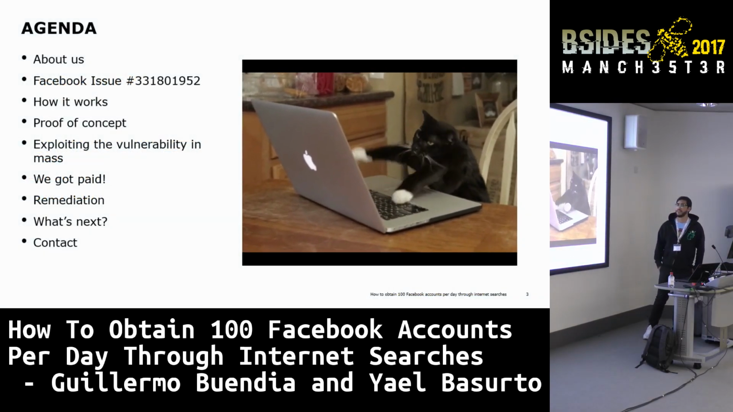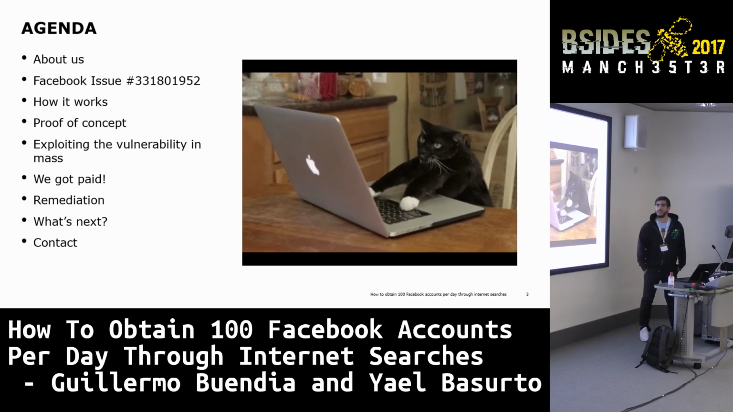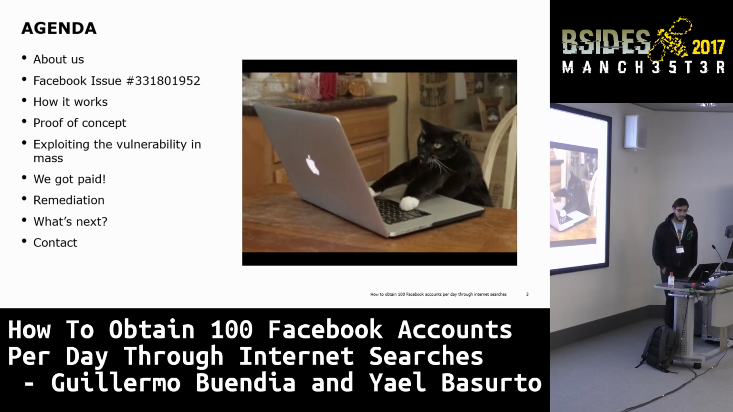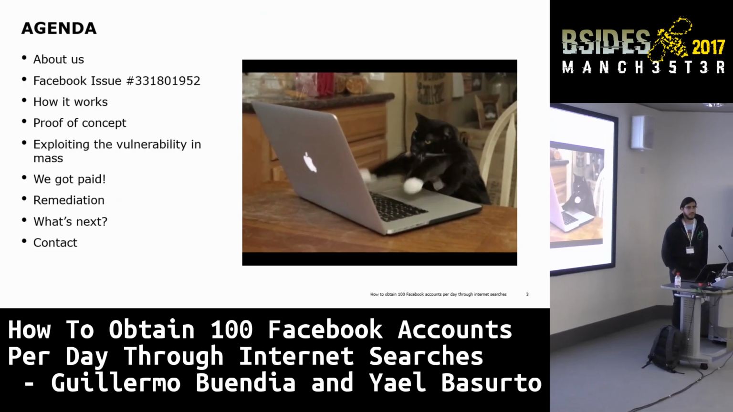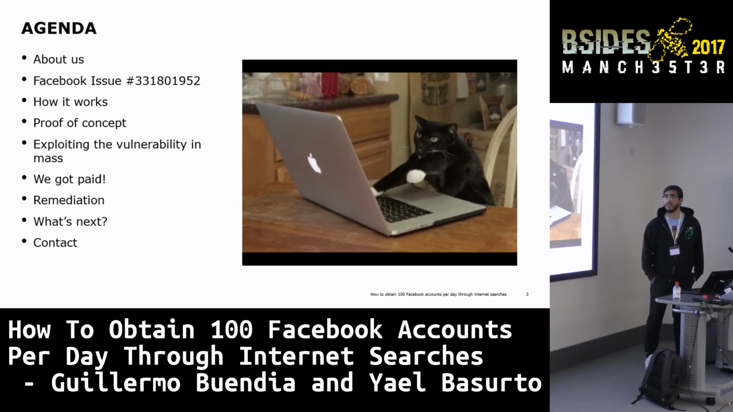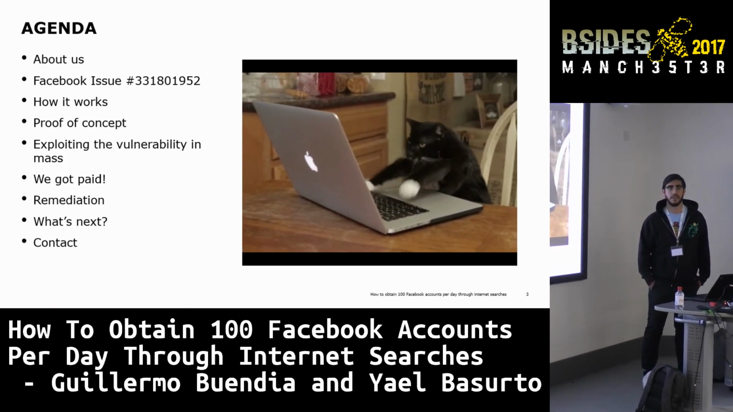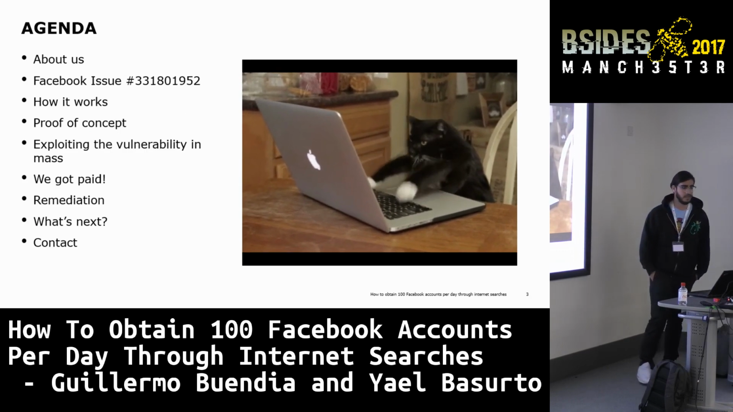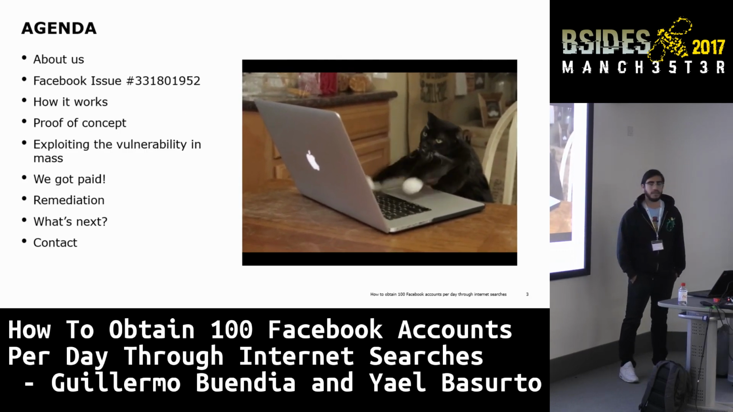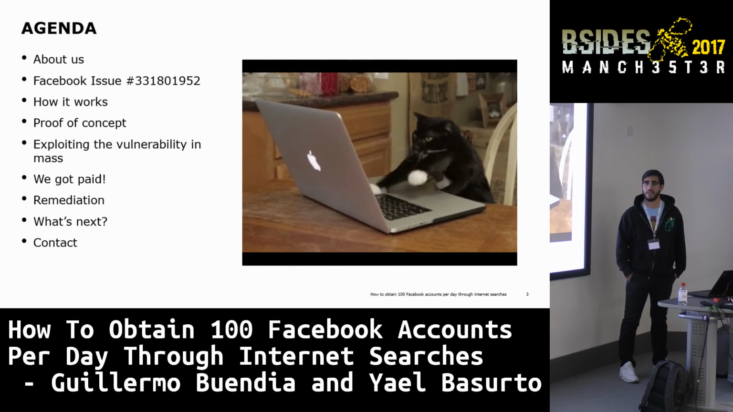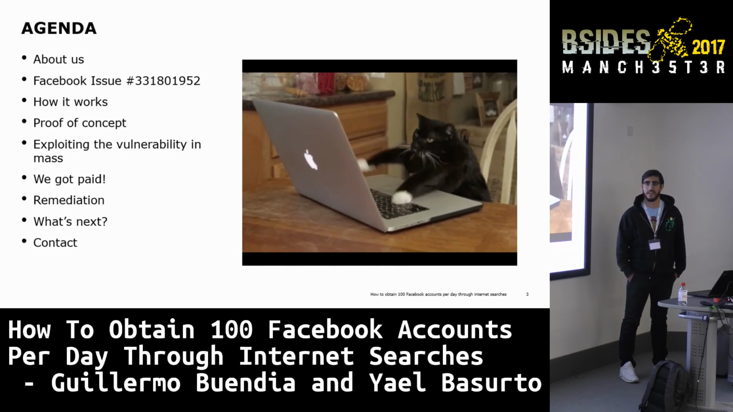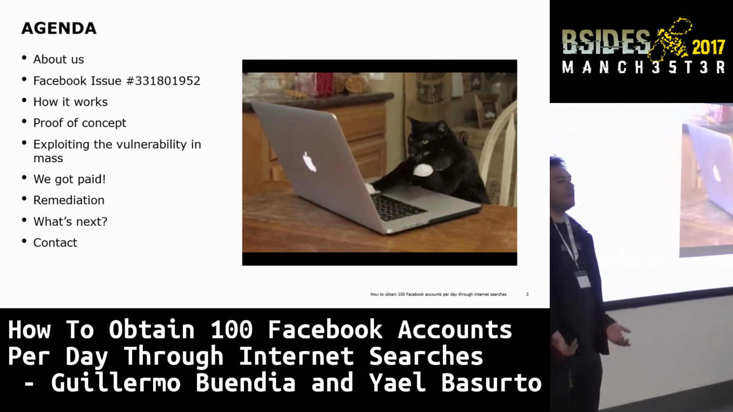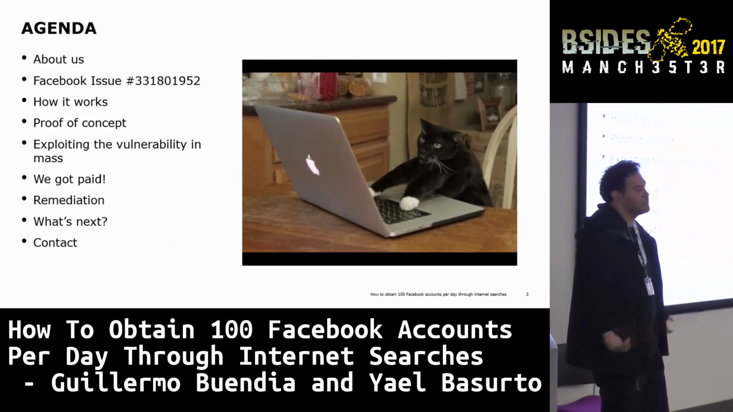This talk is about how we found last year a vulnerability within the Facebook mobile application. We will talk about how we discovered it, how it works, a basic proof of concept, a little problem we had exploiting this vulnerability in mass and how we solved it. Also, we got paid because we reported it to the Facebook Bug Bounty, and the remediation they implemented, and what's next?